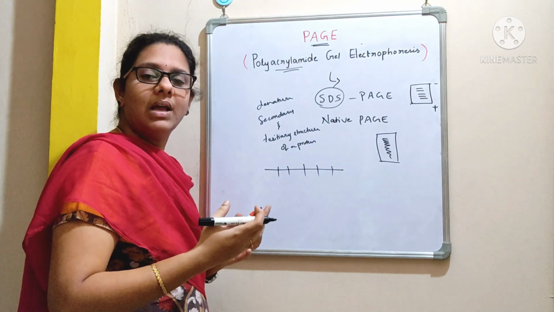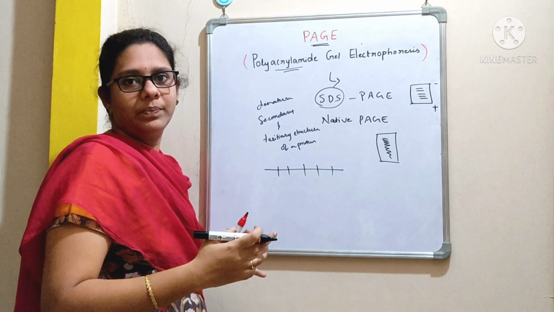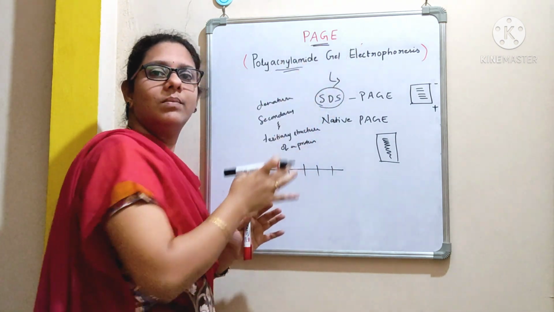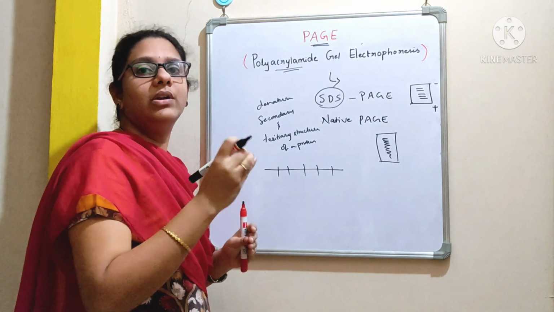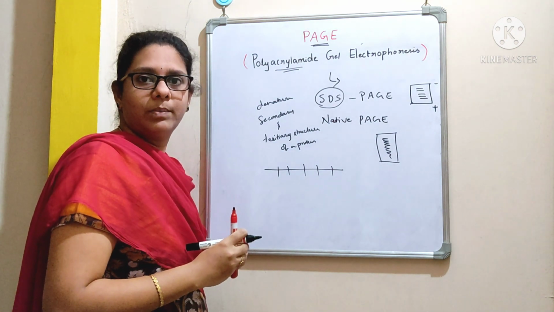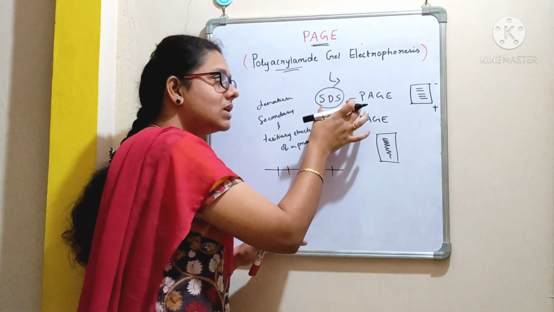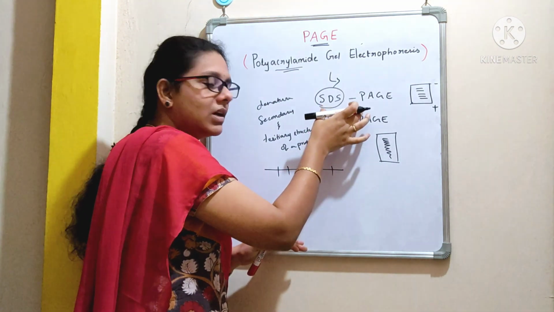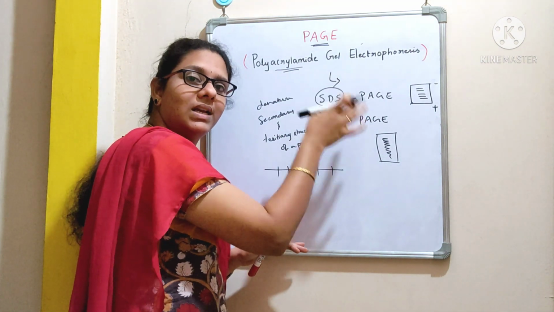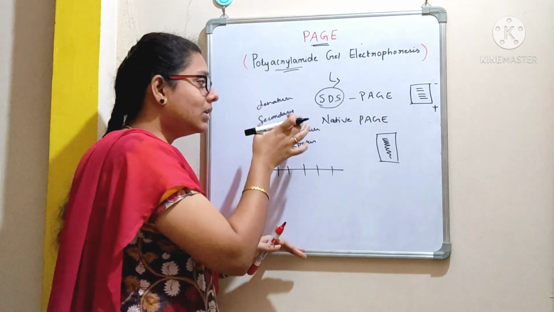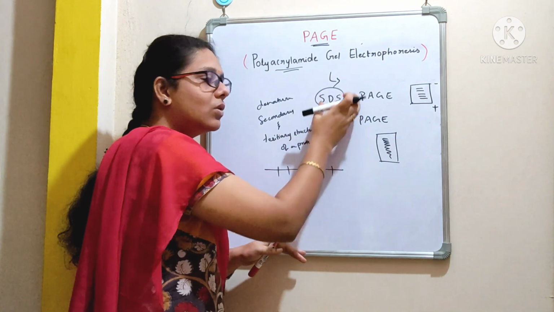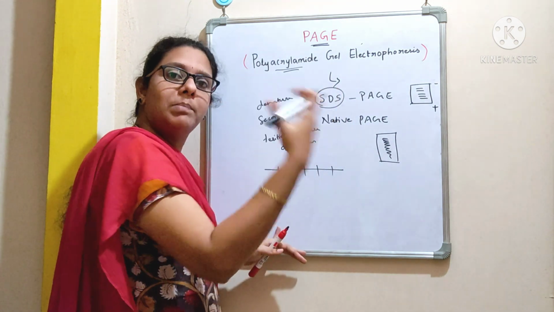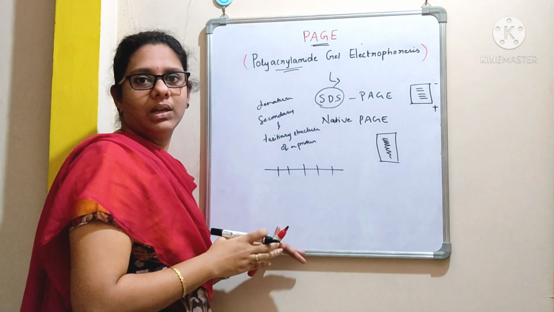So each protein will have a different size and shape. If you go with the routine polyacrylamide gel electrophoresis technique, it will be difficult for you to determine the molecular weight of a protein. But when it comes to SDS-PAGE, here you are using a detergent to denature, that is to destroy, the protein secondary and the tertiary structure.